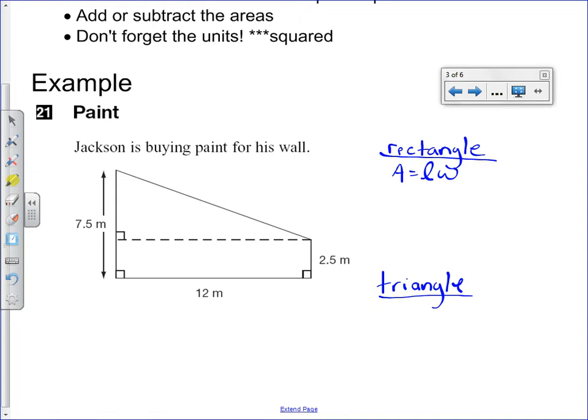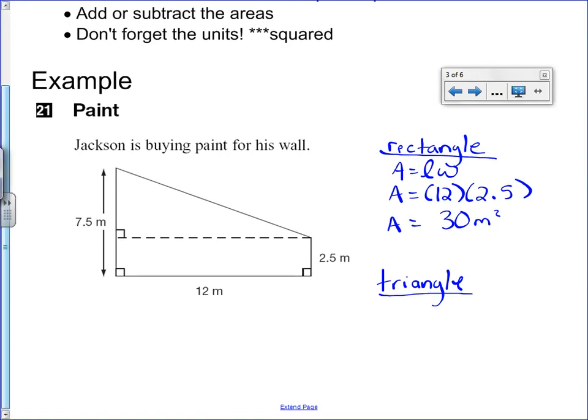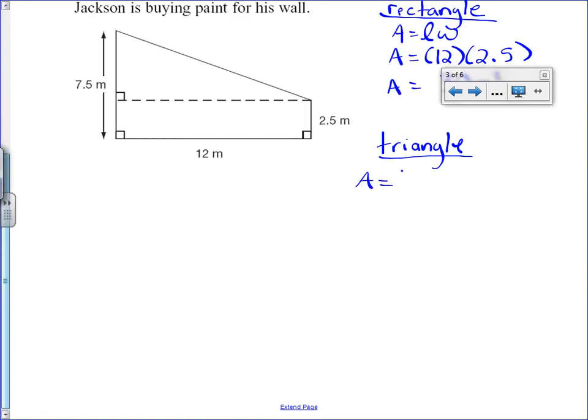Now, Jonathan, what will I plug into that formula? Good. And Tristan, what do I get when I do 12 times 2.5? Meters squared. Okay, good. Noriel, for my triangle, what's the first thing I'm going to write down here? Excellent. A equals base times height divided by 2. Now, Bailey, what am I going to plug into this?